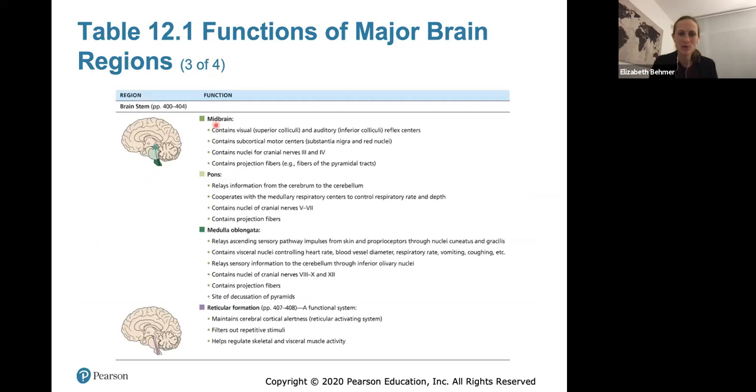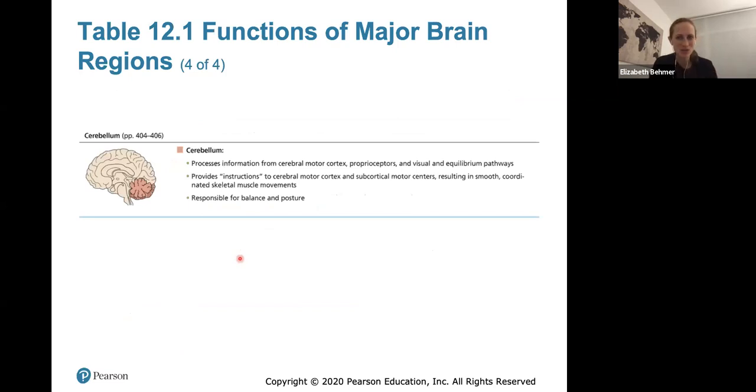And then we have the midbrain, the pons, and the medulla oblongata. These are the three parts of the brain stem. You don't need to know the exact specifics of each, but you should know the order that they go in. You should know that cranial nerves come off of each part of them. They contain different motor and sensory components. The pons contains a respiratory center that controls respiratory rate and depth. The medulla oblongata contains visceral nuclei that help to control heart rate, blood vessel diameter, respiratory rate, vomiting, and coughing. So this is just a good review of these major brain regions that you should know.